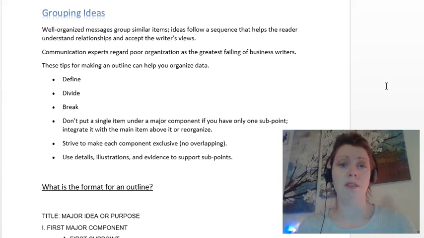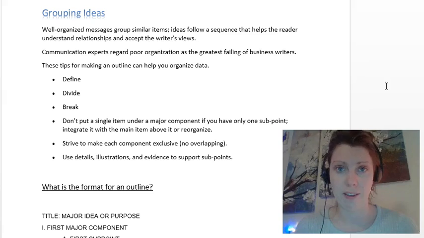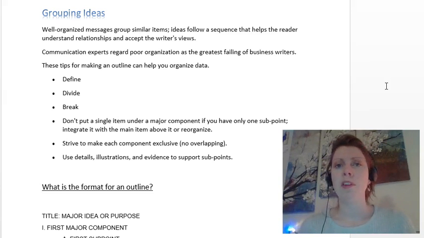Communication experts regard poor organization as the greatest failing of business writing. Remember what we talked about. You want to be direct, you want to be concise, and this is something else you have to pay attention to: where your ideas are, how it's flowing. So there are a few tips that can help you when you're making an outline. So make sure that you define.